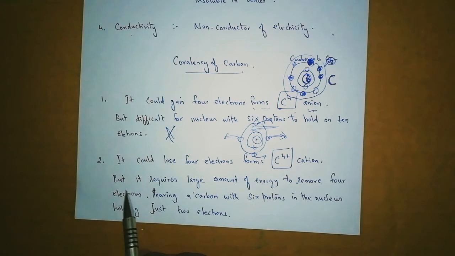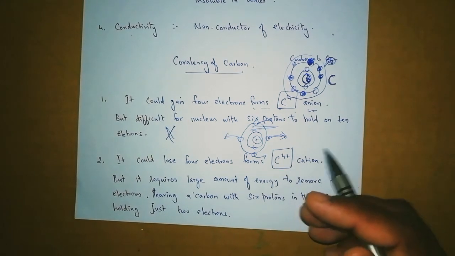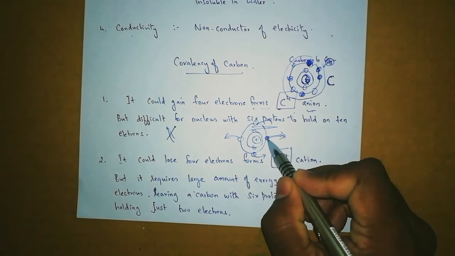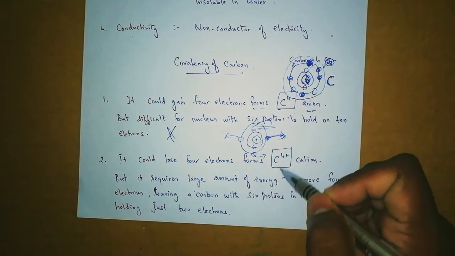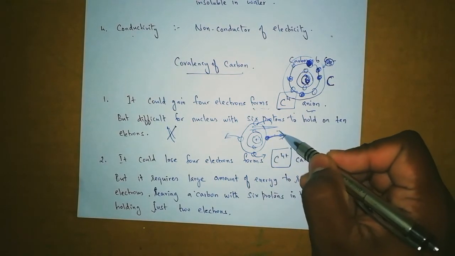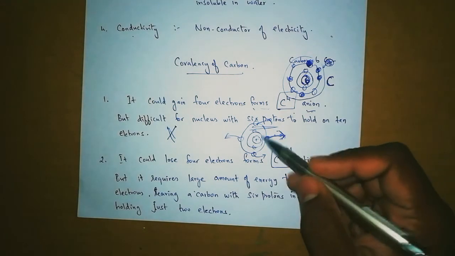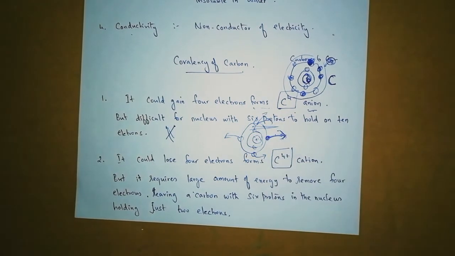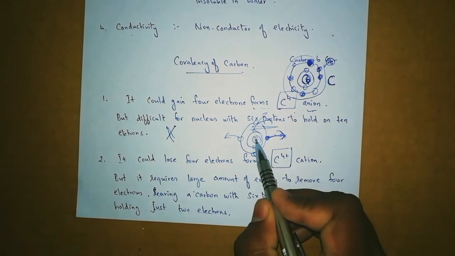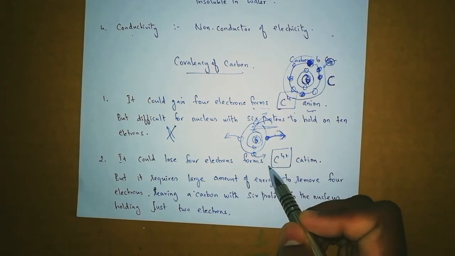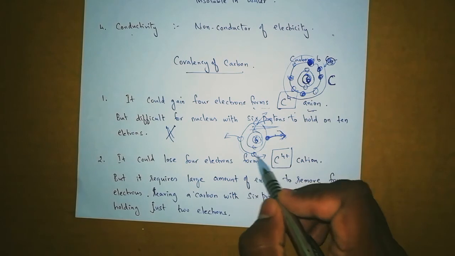No, but it requires a large amount of energy to remove. Even if I want to remove 1 electron from a carbon, I need to spend a lot of energy to remove this 1 electron. Is it possible I can remove all these 4 electrons? It's quite impossible. इसका मतलब क्या है? That means we need to leave the carbon का proton 6 proton है and only 2 electron बचेंगे.